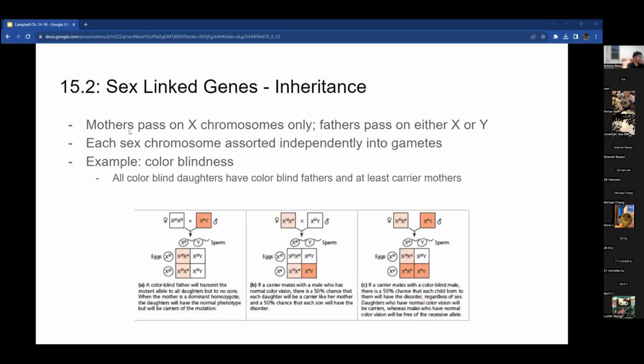All right. Mothers pass on X chromosomes, fathers pass on either X or Y. Each sex chromosome assorts independently. This is the law I was mentioning earlier. I think there's a slide on it later.